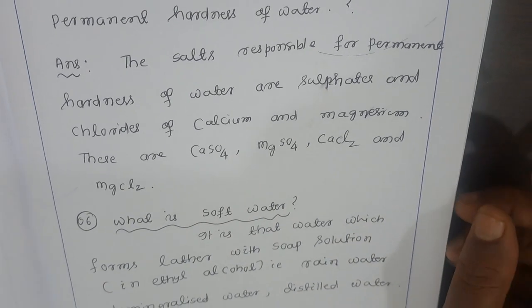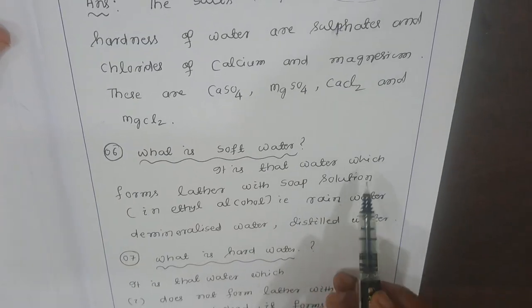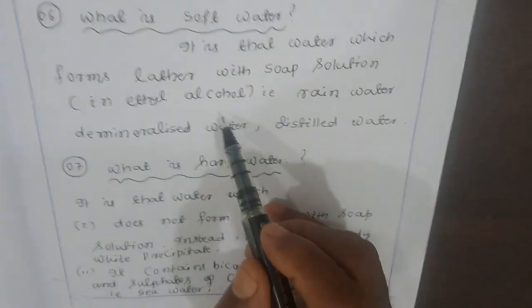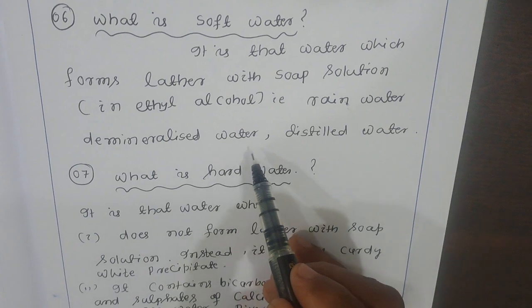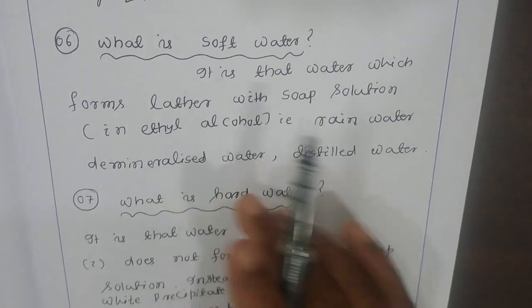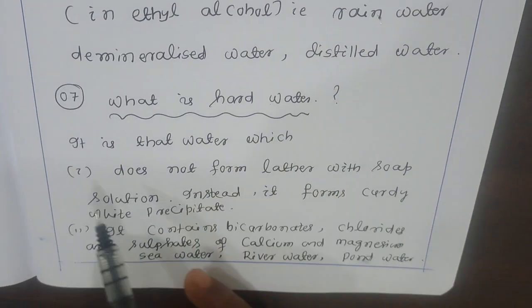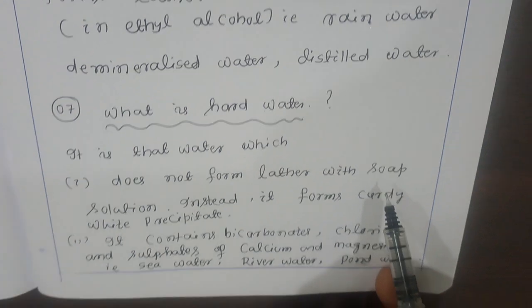Then I will discuss next question, what is soft water? It is that water which forms lather with soap solution, that is rainwater, demineralized water, distilled water. These are called the soft water. Then what is hard water? It is that water which does not form lather with soap solution.